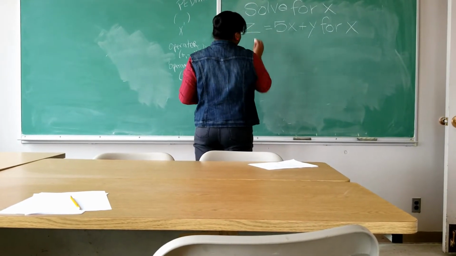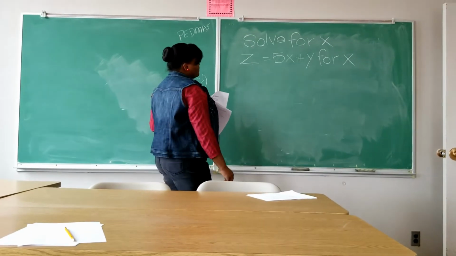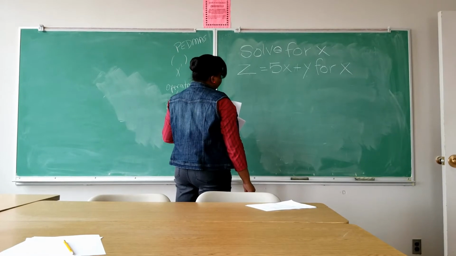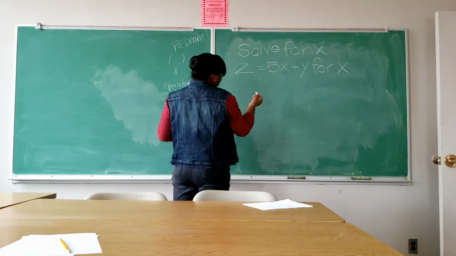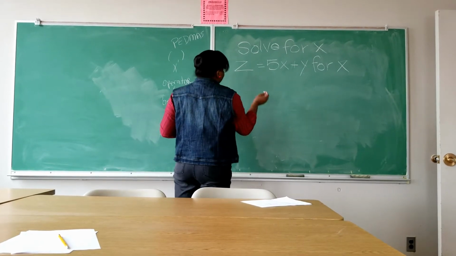So you mean I have to get rid of the z? No, the z stays. You're not messing with the z. You want to isolate the x and keep it on the right side. So I would have to put zy? Z minus y. Do it.